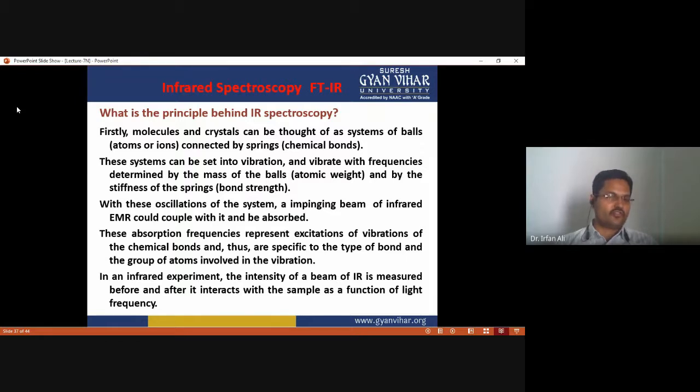This absorption frequency represents excitation of vibration of the chemical bond, and thus is specific to the type of bond and the group of atoms involved in the vibration. In an infrared experiment, the intensity of a beam of infrared is measured before and after it interacts with the sample as a function of light frequency. This is a technique utilized for the characterization of nanoparticles, and by the use of this technique, we identify the functional groups that could be attached to the nanoparticles during their synthesis.